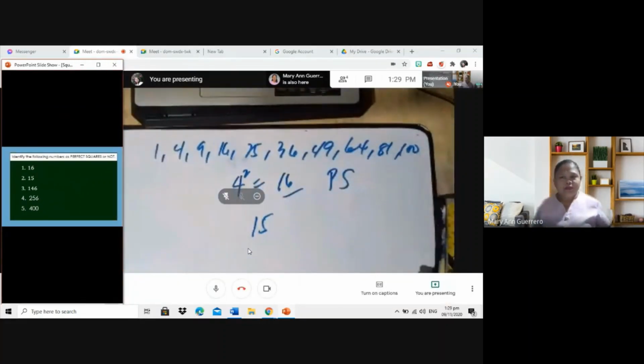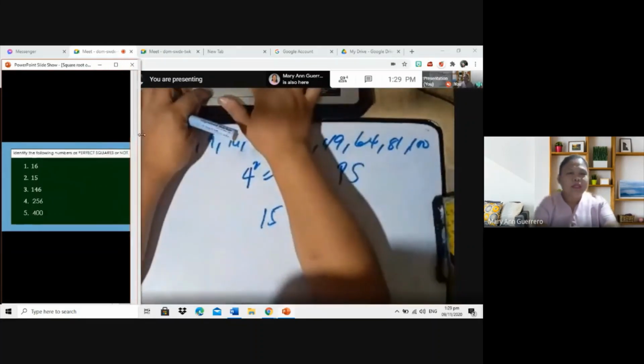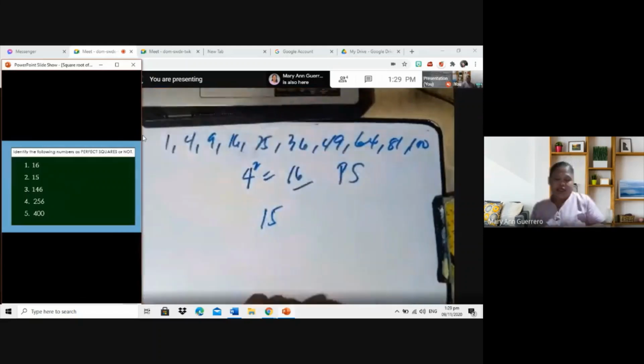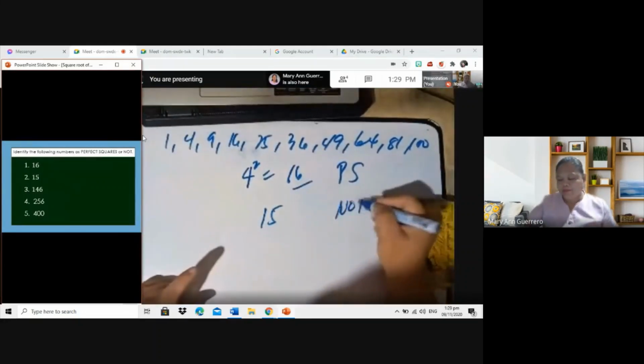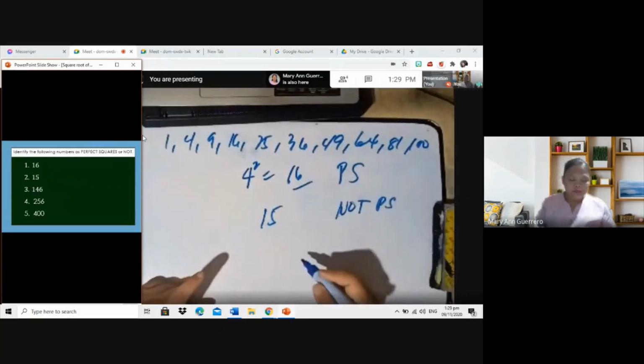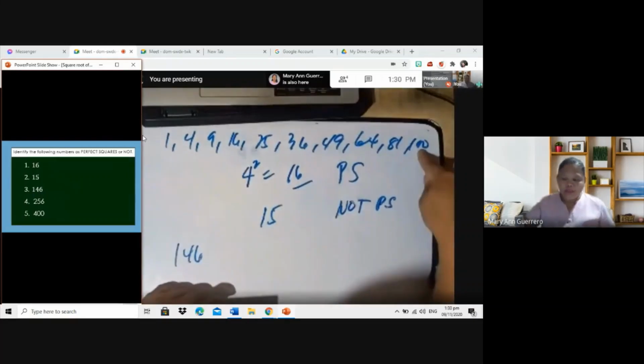Okay. These are the first 10 perfect squares. So, wala dito si 15. Therefore, 15 is not a perfect square. Okay, so what about 146? 146. So let's continue this.